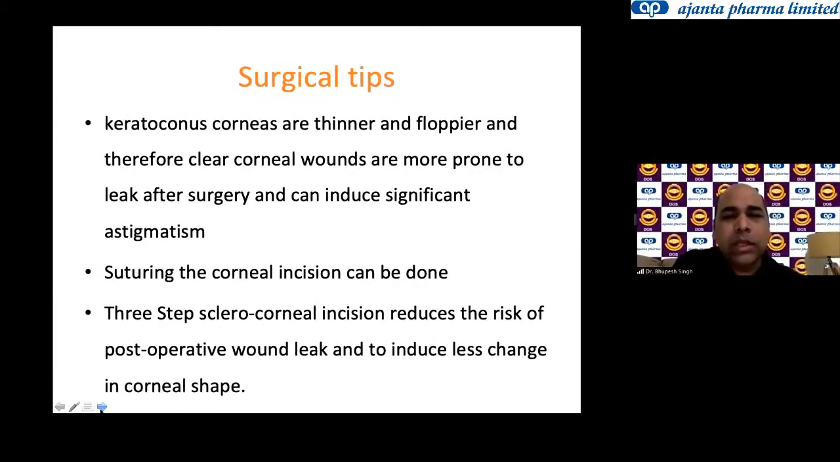Keratoconus corneas are thinner and floppier, and therefore clear corneal wounds are more prone to leak after surgery and can induce significant astigmatism. So one option is to suture the corneal incision. The other option is to go for a 3-step sclerocorneal incision, which reduces the risk of post-operative wound leak and also induces less change in corneal shape.